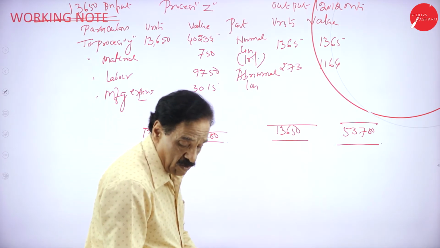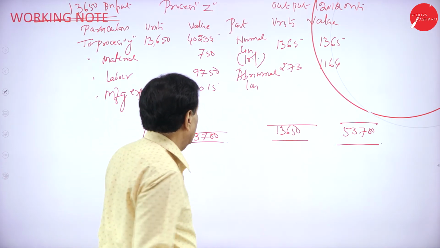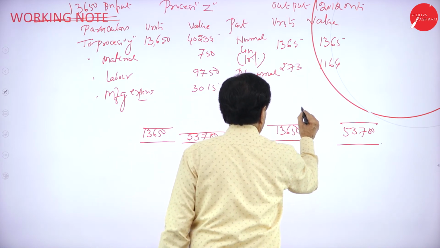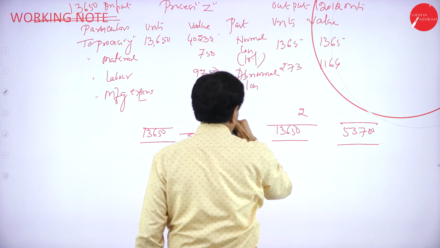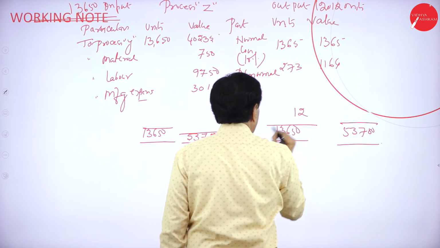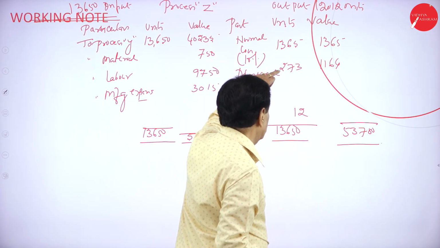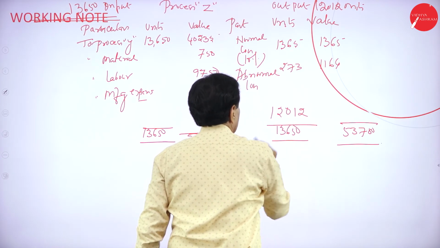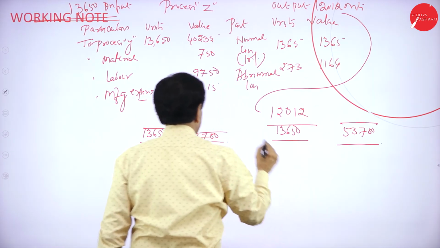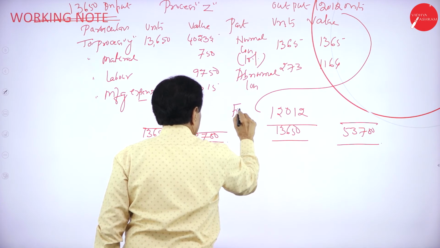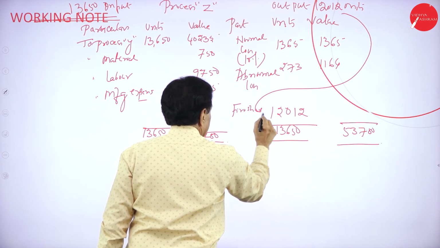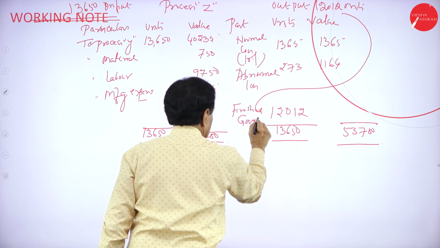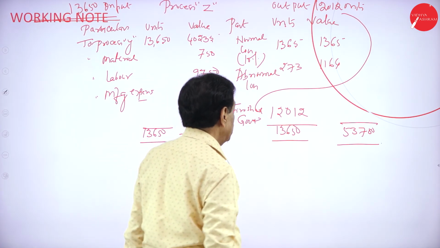Bring out the difference now. So this will go 5 plus 3, 8 plus 2, 10. 1 plus 6, 7, 14. 1, 15. 1 plus 3, 4 plus 2, 6, 0. 1 plus 2, 3, 1. So this answer should come. This is finished goods.